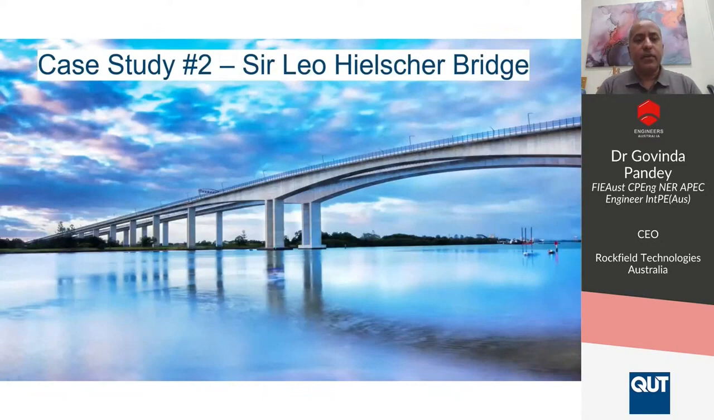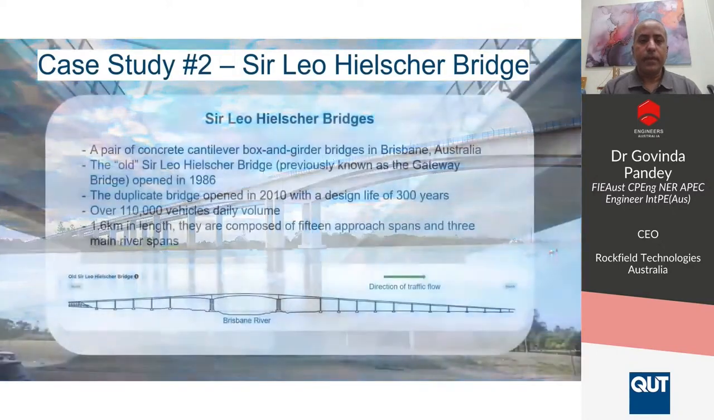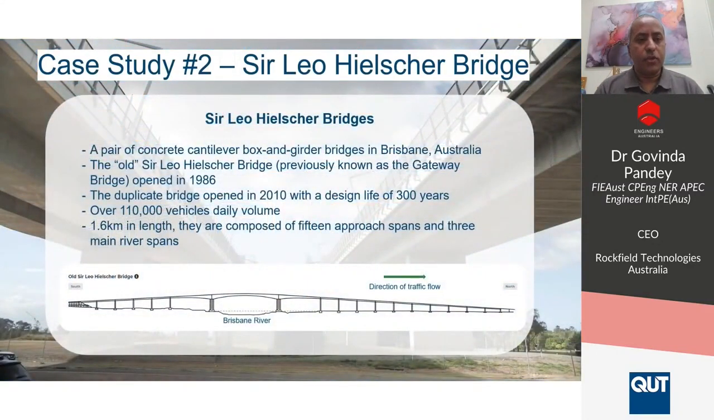The second case study I've got is on Sir Leo Hielscher Bridge, commonly known as the Gateway Bridge. Obviously it's an iconic bridge, a concrete structure. The old bridge was opened in 1986 and it was duplicated in 2010 with a 300 year design life, and over 110,000 vehicles cross that bridge daily. So essentially a very critical piece of infrastructure.